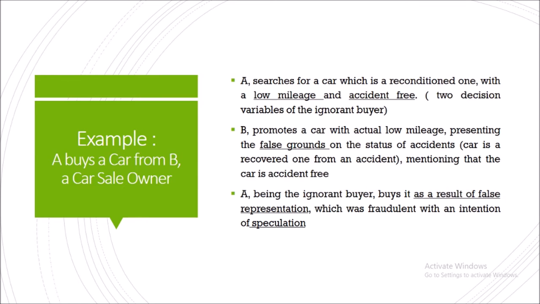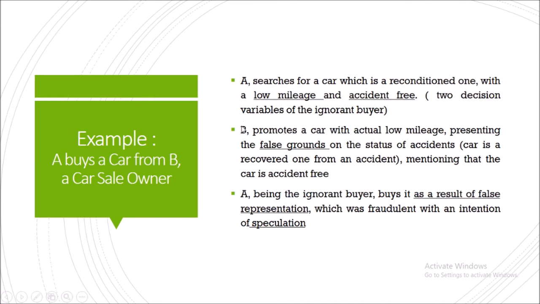Moving to the next slide, we can see an example, right? A buys a car from B, a car sale owner. B is the car sale owner and A is the buyer. In this circumstance, A searches for a reconditioned car with low mileage. See the criteria he's searching for: low mileage and accident free, right? There are 2 criteria, so 2 decision making variables. He is an ignorant buyer because he doesn't know anything.